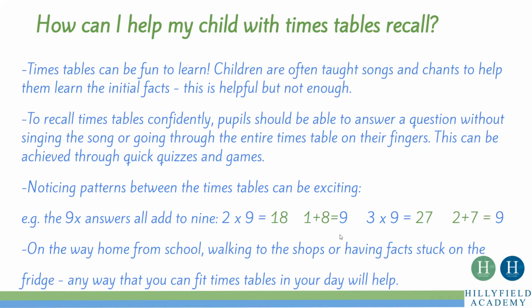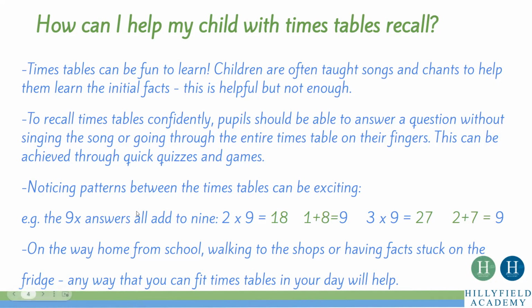It can be a good idea to look for patterns in the times tables. For example, in the 9 times tables, the answers all add to 9. So 2 times 9 equals 18. And the digits here, if you add 1 and 8, it makes 9. And it's the same for all of the others.